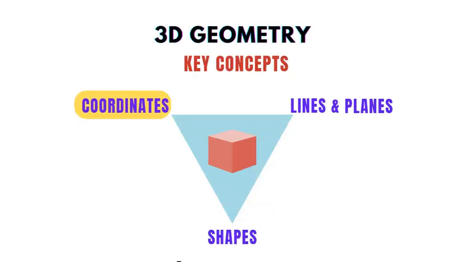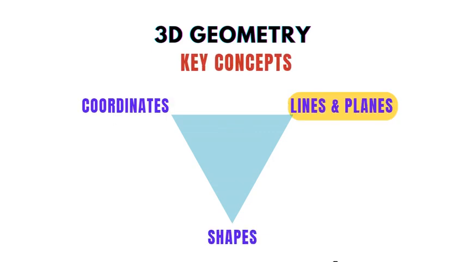Here are some key concepts in 3D geometry. Any point in 3D space is represented by three coordinates x, y, and z, corresponding to its position along the x-axis, y-axis, and z-axis. Just like in 2D geometry, you can have lines and planes in 3D. A plane can be defined by a point and a normal vector, while a line can be defined by 2 points or a point and a direction vector.